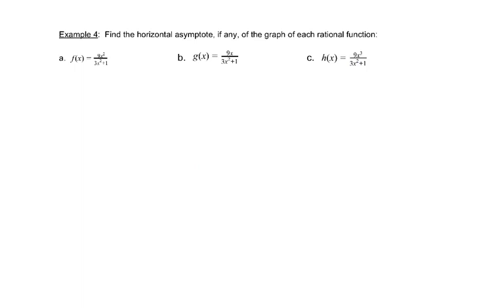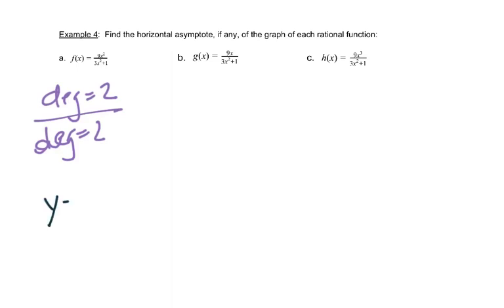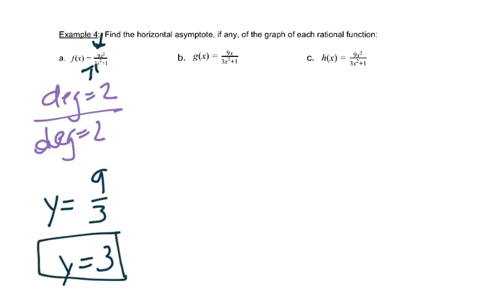So let's look at this. The degree on the top is 2, and the degree on the bottom is 2. So those degrees are the same. So we'll have a horizontal asymptote at y equals, and then we use the leading coefficients. That's the numbers that are in front of those x squareds. So we'd have 9 over 3, and that reduces to just y equals 3 for our horizontal asymptote.